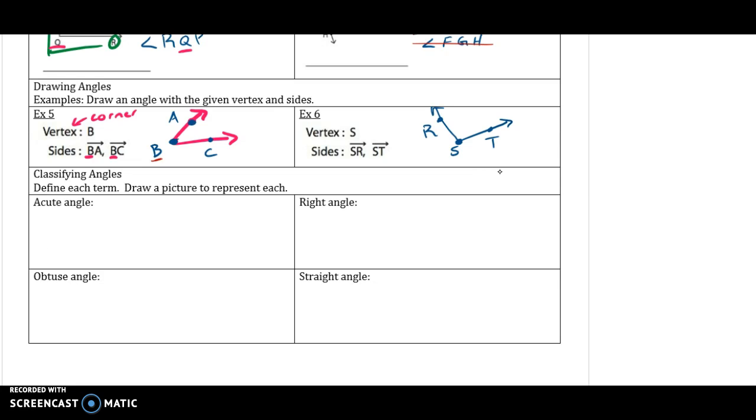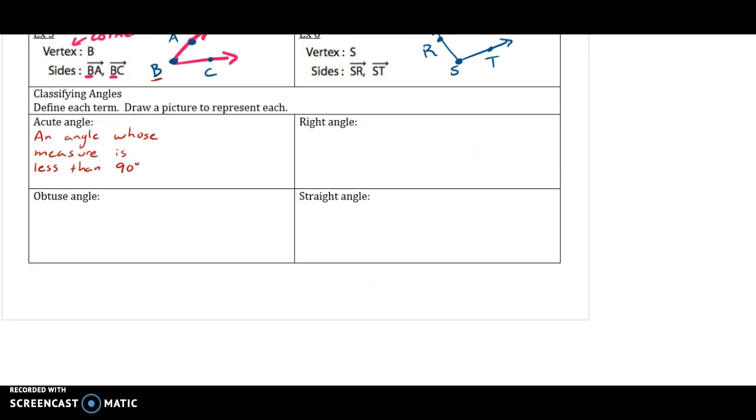Now we're going to classify angles, define each term, and then draw a picture to represent each. An acute angle is an angle whose measure is less than 90 degrees. Here's an angle to represent it. And a way to remember this is, as you may have heard before, it is a cute angle, so it's small.